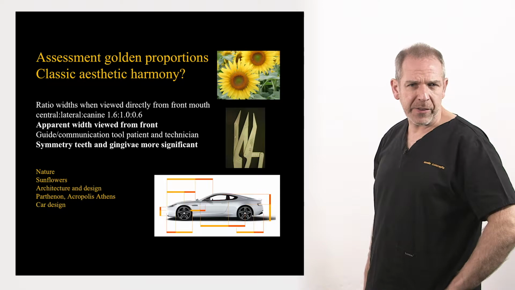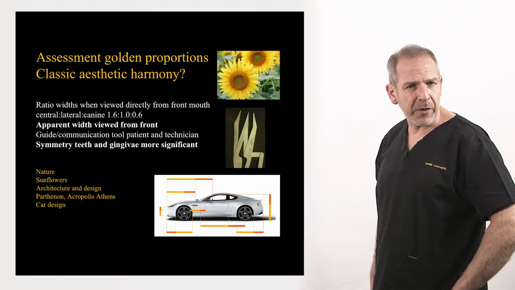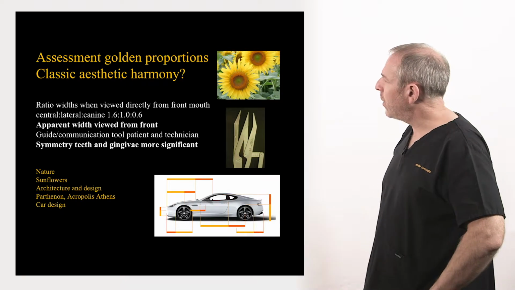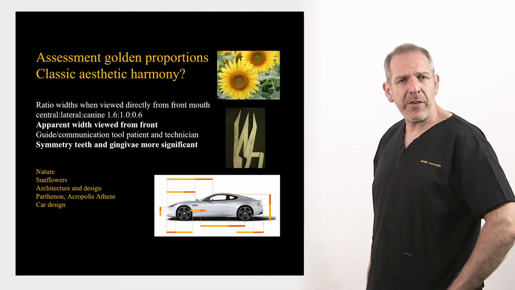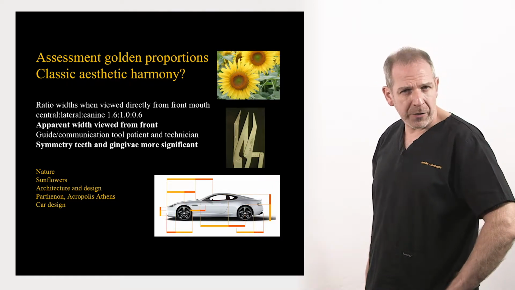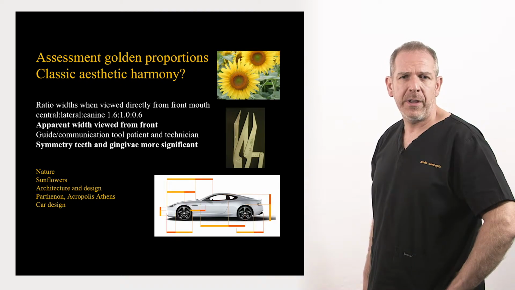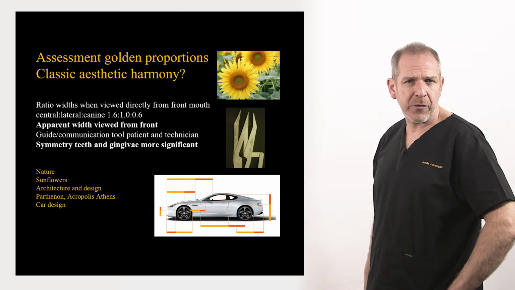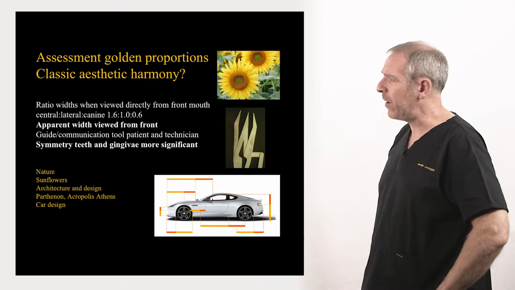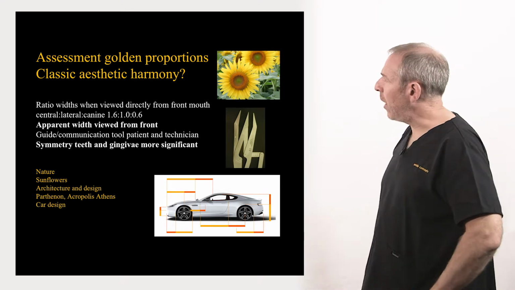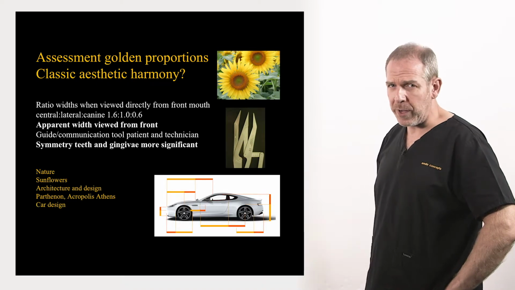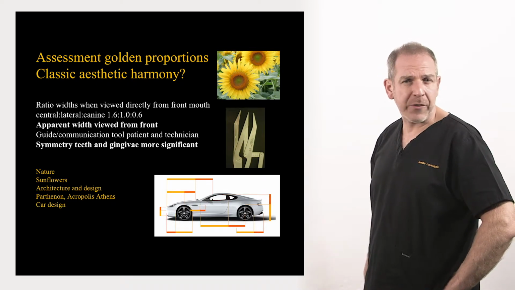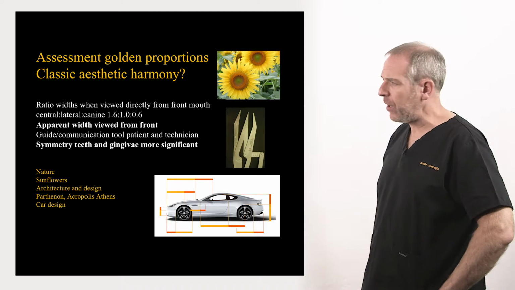Once we have established the length and width of our central incisor, we then have rules called golden proportions, which then establish the apparent width of our central, the apparent width of our lateral, and the apparent width of our canine tooth. Now, golden proportions within dentistry are apparent widths, they're not actual widths, because the lateral and the canine are both on a curve.